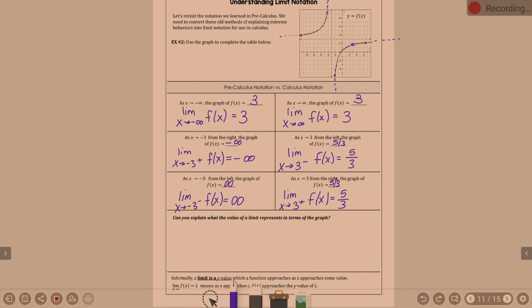Okay. Now, the question asks us, can you explain what the value of a limit represents in terms of the graph?